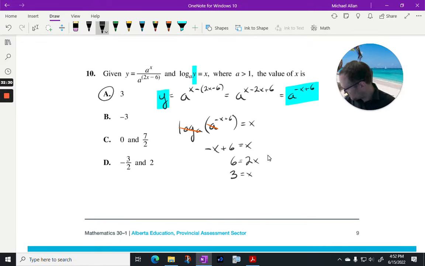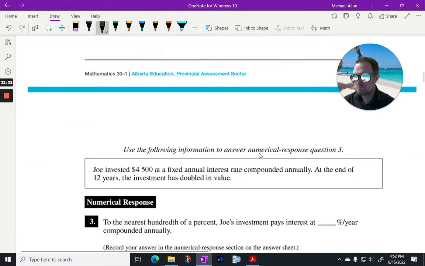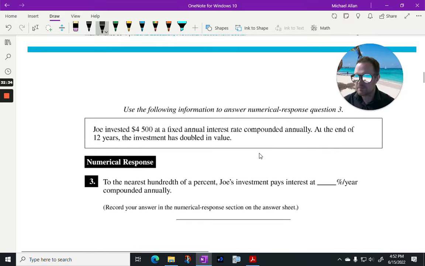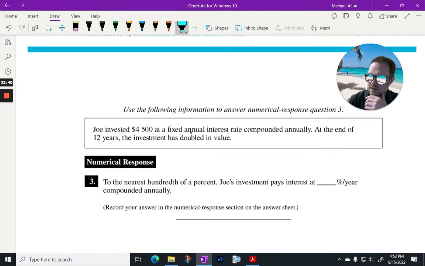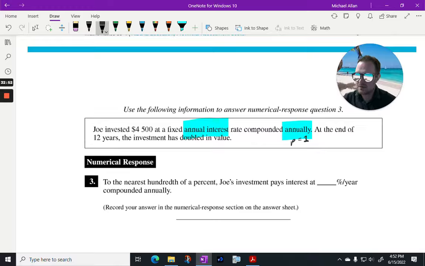A lot of people got that one right. Seems like a bit hard to read question. Joe here invests a bunch of money, compounded annually. I do like the fact that it's annual interest annually, so I don't have to worry about like the t over p stuff. So this means that p is equal to 1, okay, because it's compounded annually. Plus, I don't have to deal with like dividing by 2 or something, because it's annual interest as well.